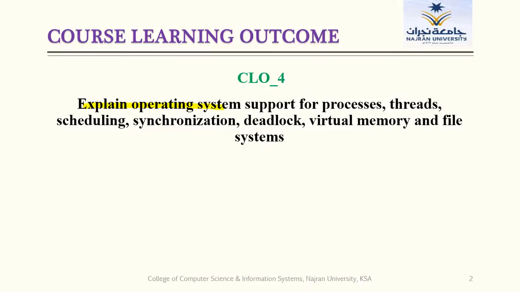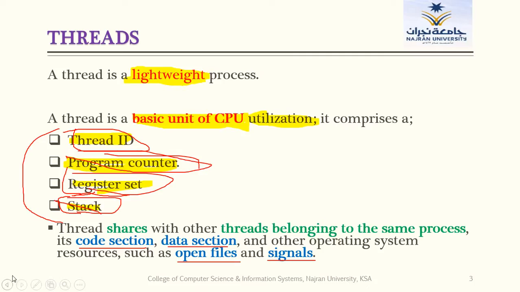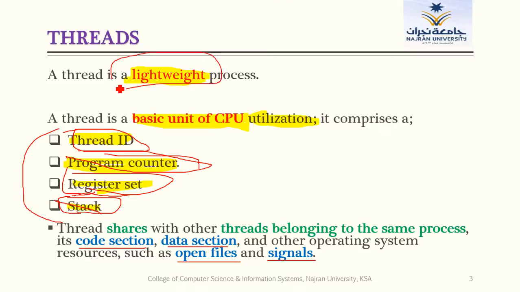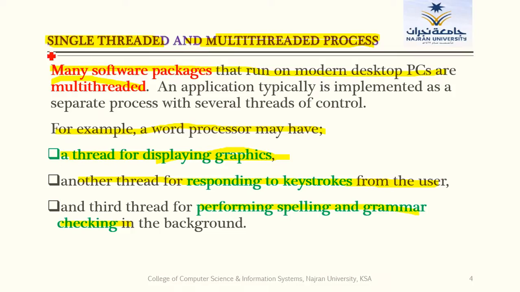In the first session we started our discussion from thread, and we said a thread is a lightweight process. It is a process, but it is lightweight. One process may be divided into many threads. When it is divided into threads, a thread must have a thread ID, program counter, register set, and stack. So we have two types of process: single threaded process and multi-threaded process.